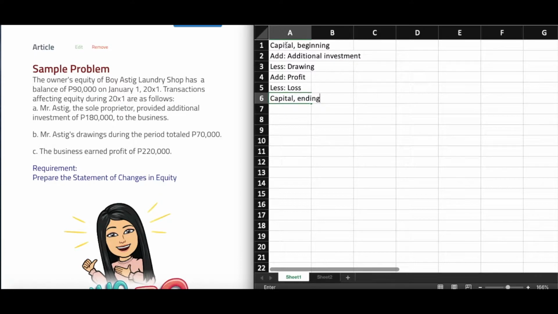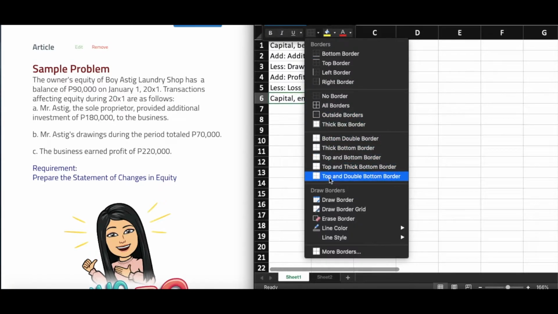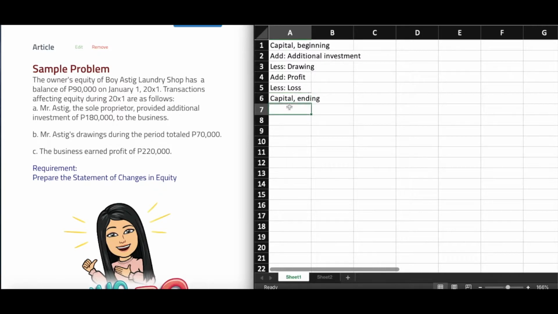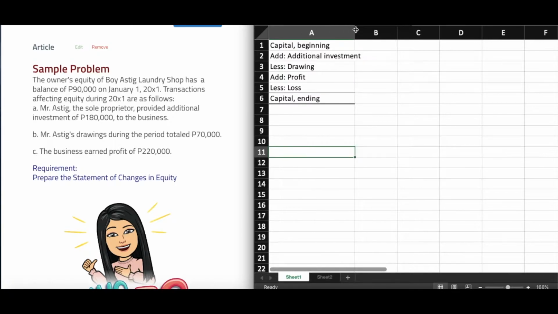Okay, so for your final answer you need to double rule, but for this one we don't have the amounts yet, so I'll just show you for the label how to double rule. So you put double line under your amount. Since we don't have any amounts here, I just showed you a double rule for the label.